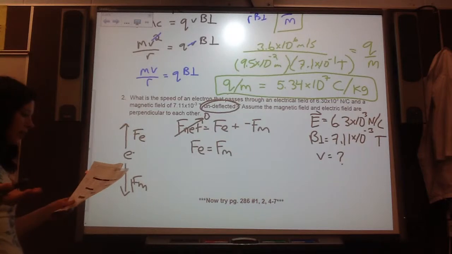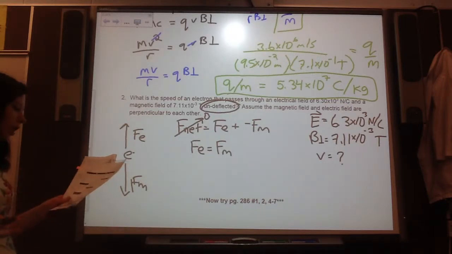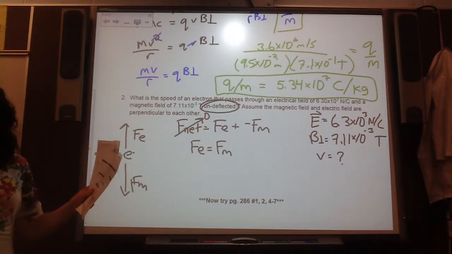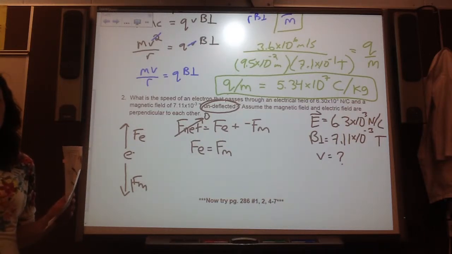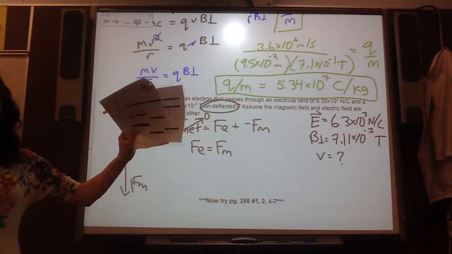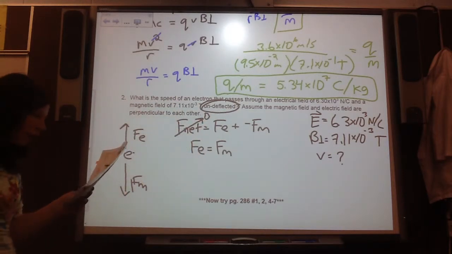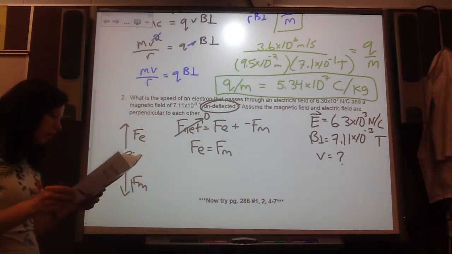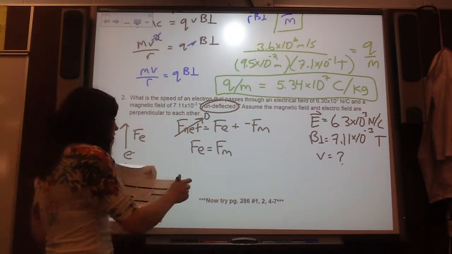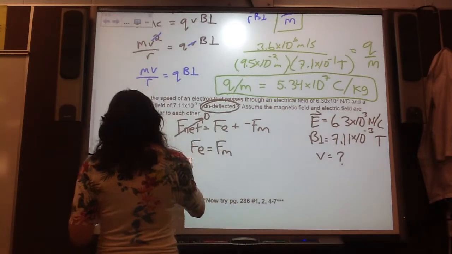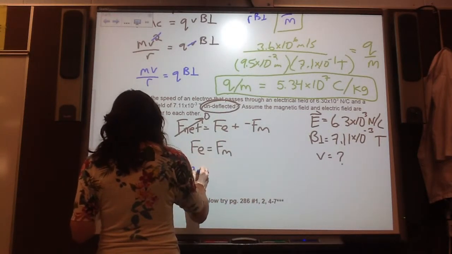So we have Fe is like the k Q1 Q2 over r squared. That one's not going to work because that one can only be used for not in parallel plates, right? That's like two planets apart from each other kind of thing. So which one can we use? Fe is equal to E times Q, okay? So we're going to make this one E times Q.